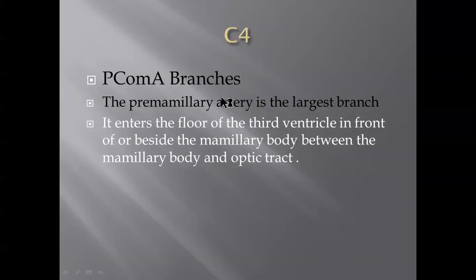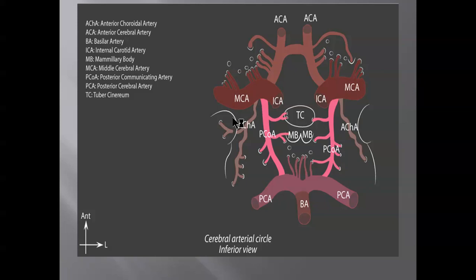Then the posterior communicating artery also gives a few branches like the premammillary artery. The premammillary artery supplies the third ventricle and a few areas like the optic tract and mammillary bodies. Here we can see the posterior communicating artery giving the premammillary artery, supplying the mammillary bodies.